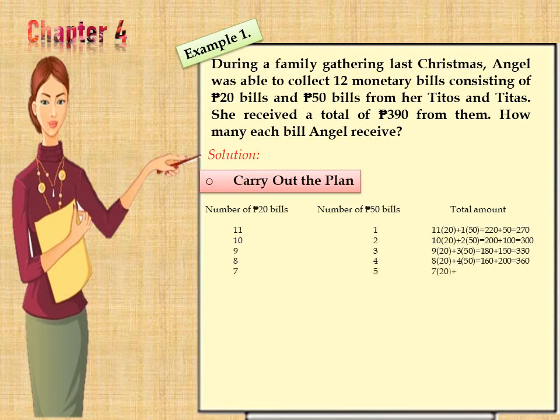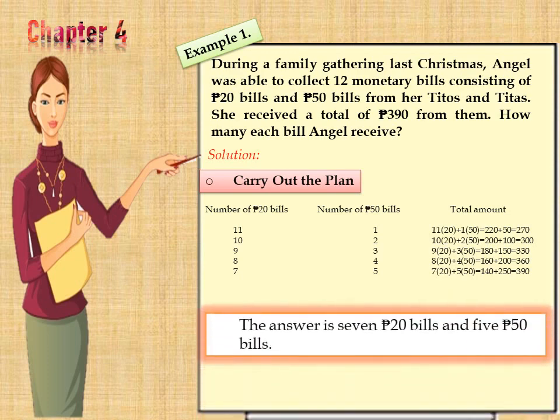Suppose we have 7 20 peso bills and 5 50 peso bills. So the total amount would be 7 times 20 plus 5 times 50, which is equal to 390. So take note here, in this distribution we get 390 pesos. Okay? So this would be the answer: 7 20 peso bills and 5 50 peso bills.